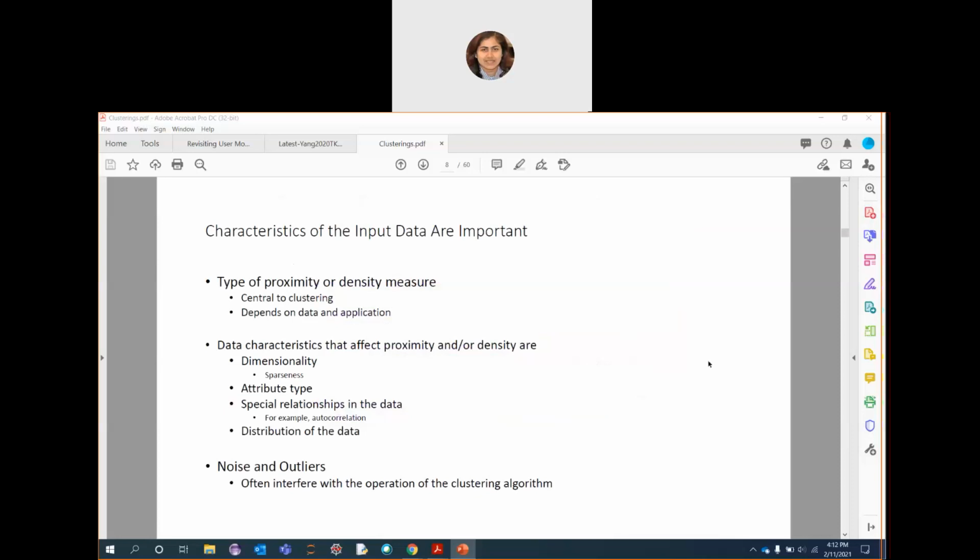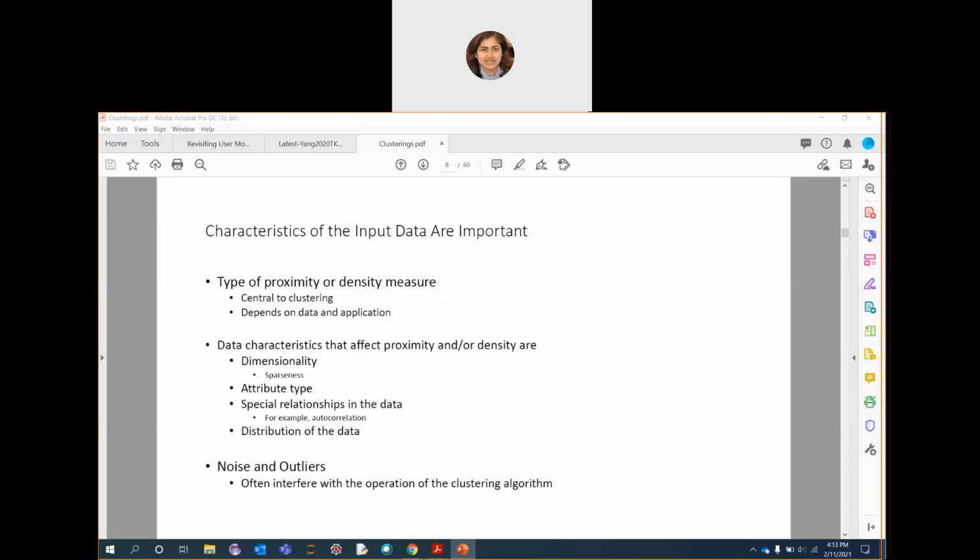Then comes the characteristics of input data. You cannot directly just apply clustering on the input data. You have to look into the data. How does the data actually look? What is the proximity and density measure? If you have different data points in a cluster, how close or how far are they, and how dense are they? Are the points placed close to each other, and is the region dense enough or sparse enough? Those are the measures which are very important in case of clustering.